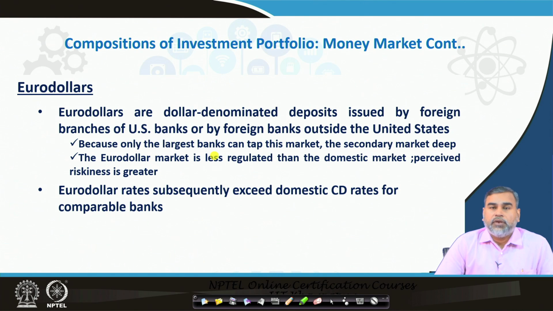Because only the largest banks can tap this market, the secondary market is not very deep in these particular securities, and the Eurodollar market is less regulated than the domestic market. Because of that, we can assume that this market is exposed to more risk than the domestic market. And the Eurodollar rates subsequently exceed the domestic certificate of deposit rates for comparable banks. That has been observed mostly in the US market, that the Eurodollar rate exceeds the domestic CD rates for comparable banks.